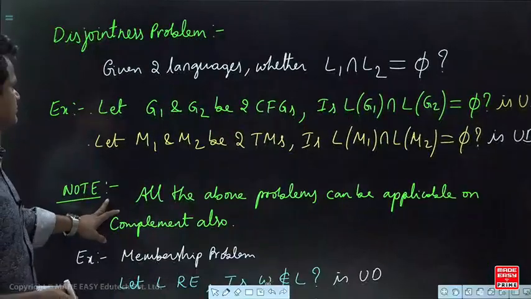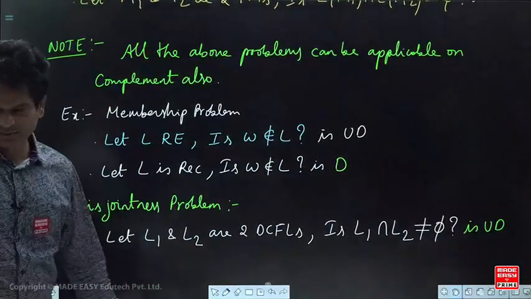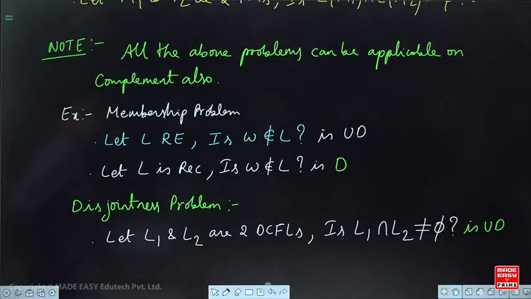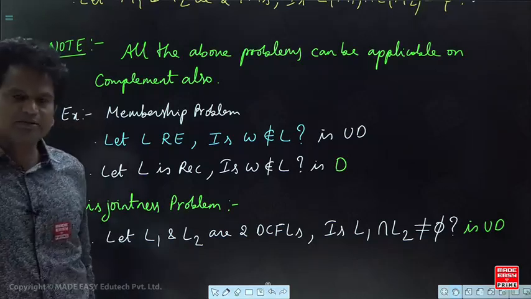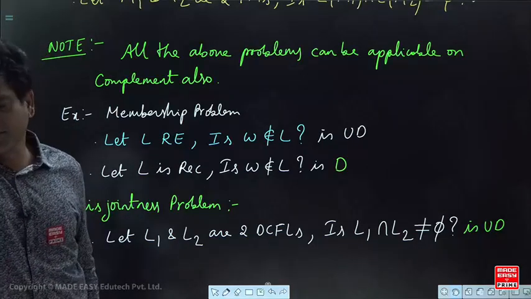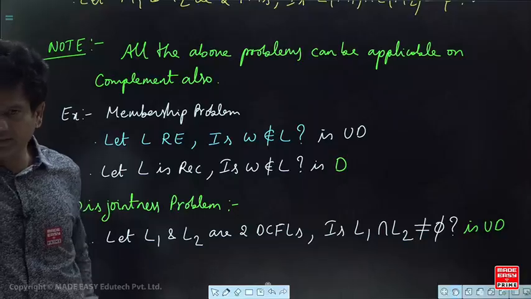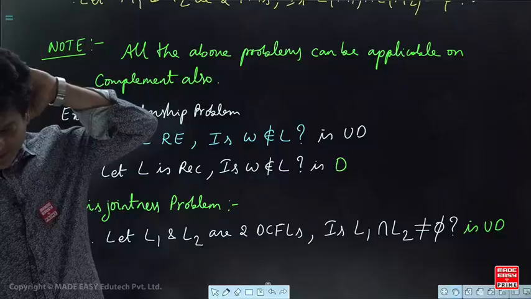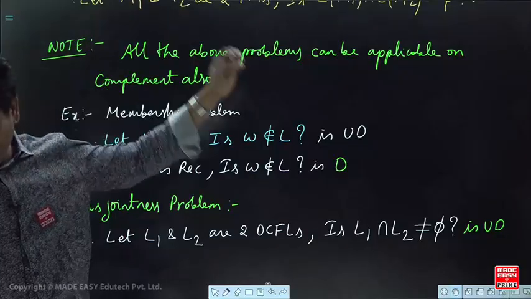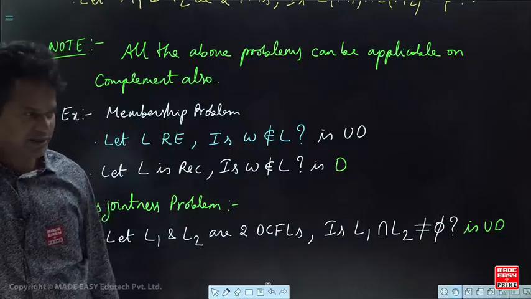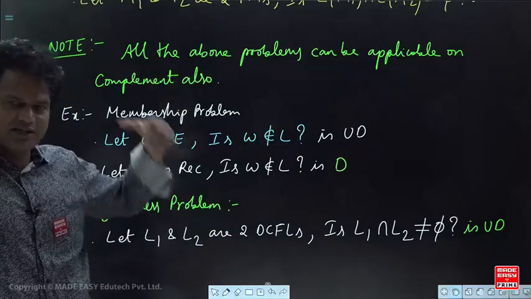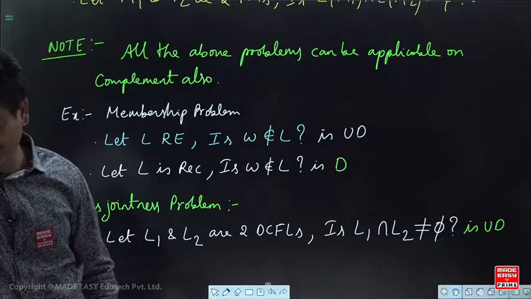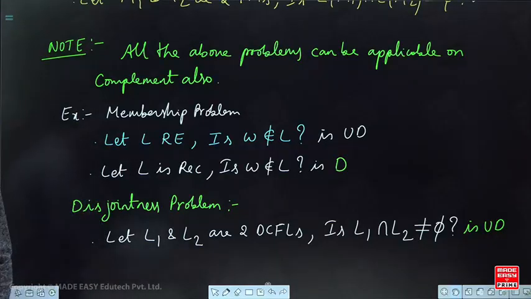Guys, any doubt? So all the problems you can apply on complement. 8 problems on languages, machines, and grammars. So 6 plus 6, 18 into 8, you will get 144. And again these 144, so many problems are there. 288.